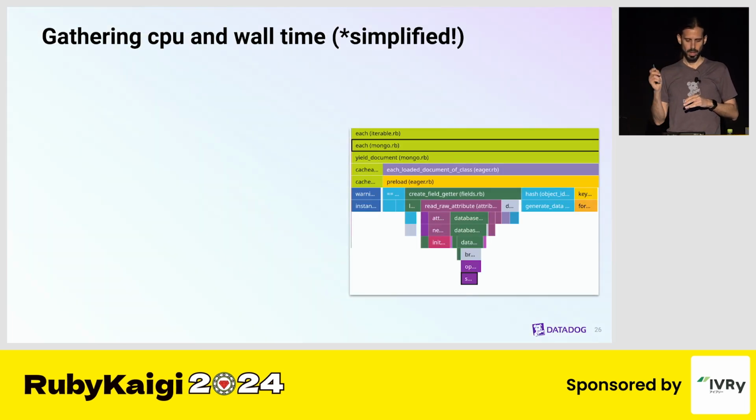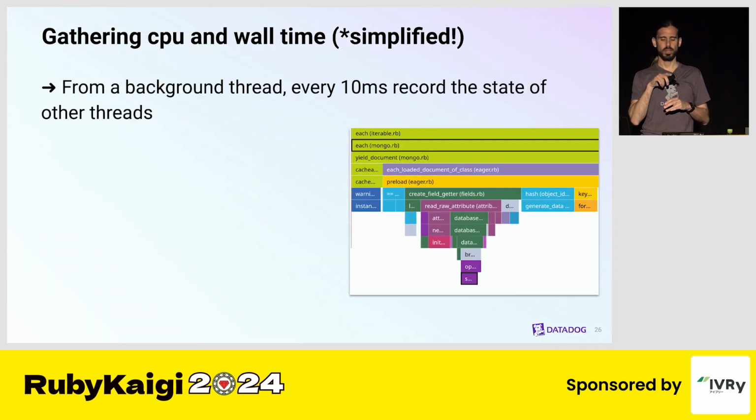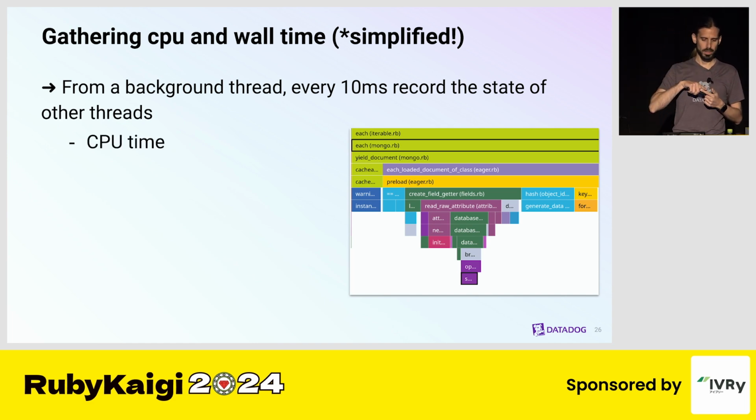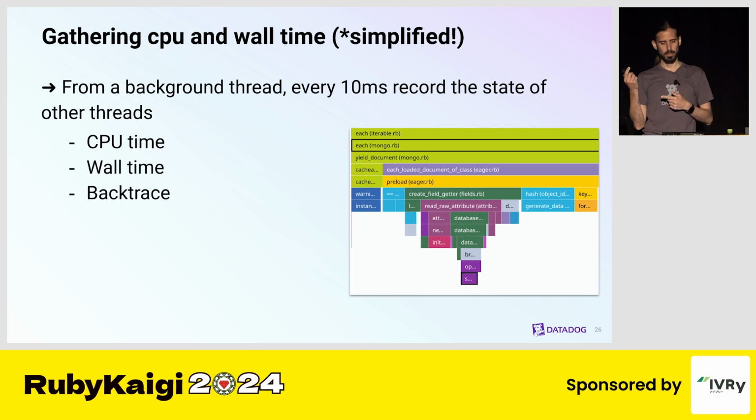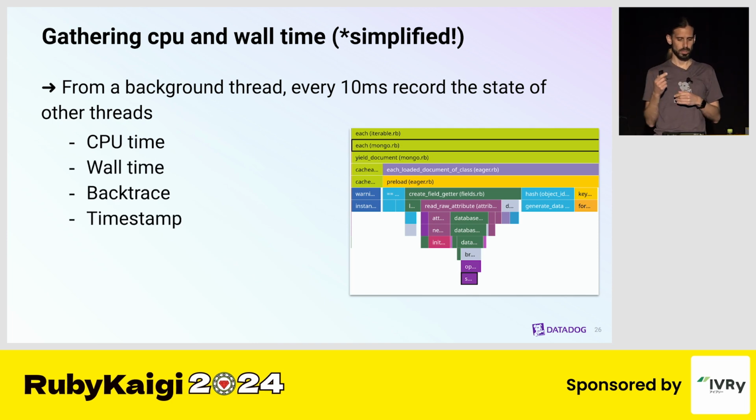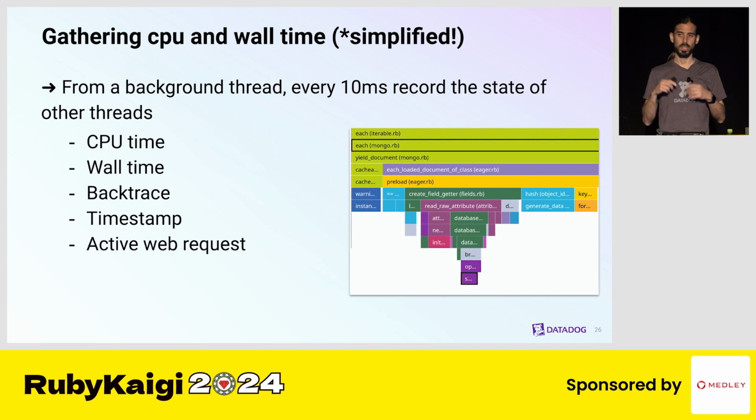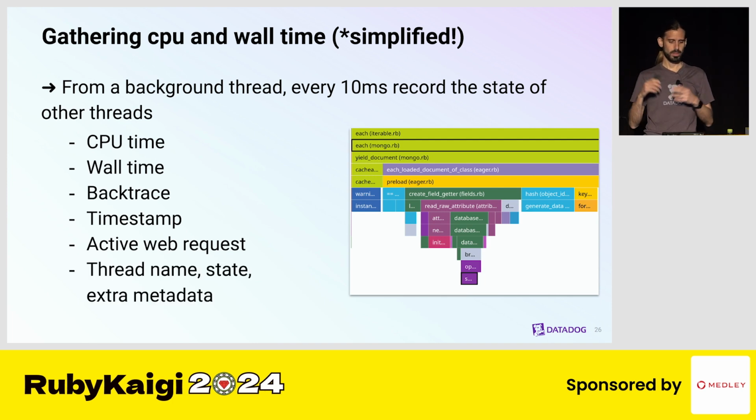CPU and wall time. So the idea for the Datadog Ruby profiler is that we have a background thread, and every 10 milliseconds, we record the state of other threads. This includes CPU time, wall time, the backtrace of what the thread was doing, a timestamp, the active web request, and some extra metadata like the thread name and its state. And we can build a few different views.